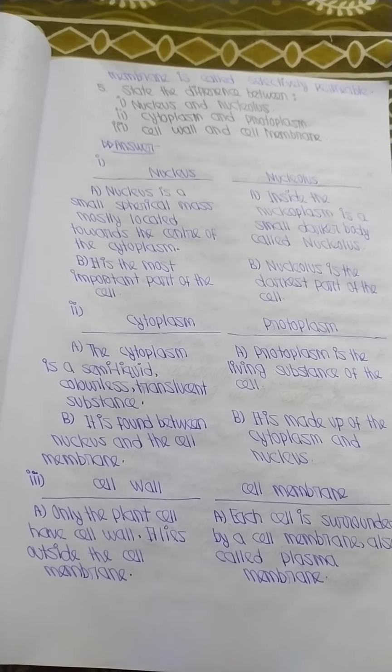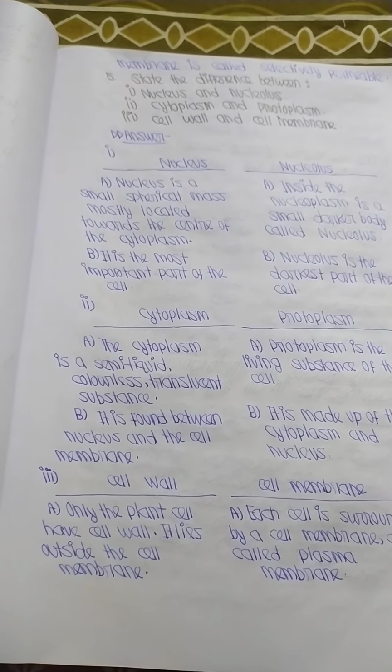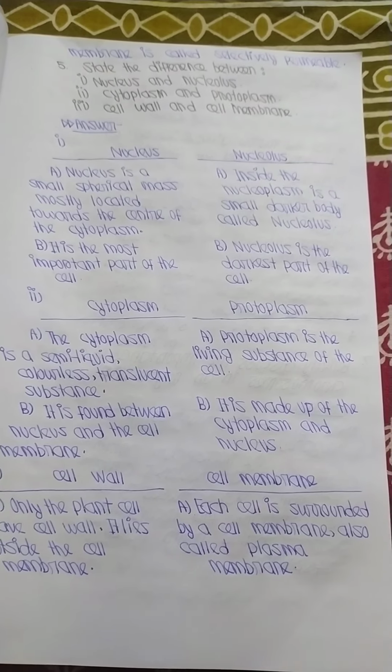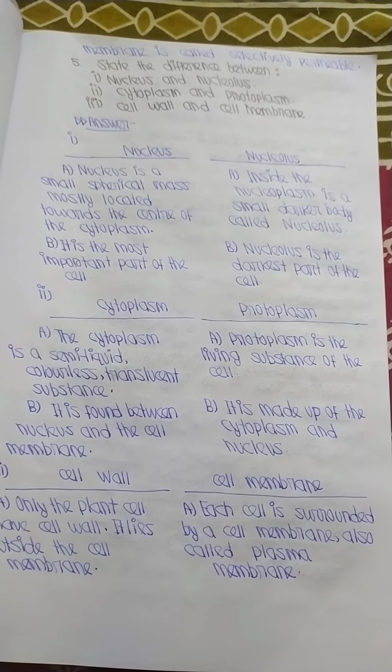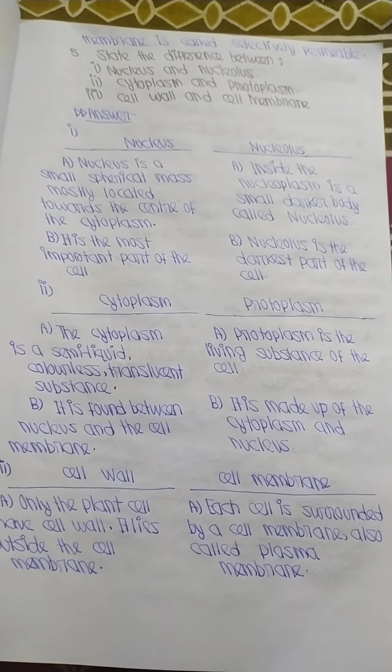Number 3, cell wall and cell membrane. Cell wall. A. Only the plant cell have cell wall. It lies outside the cell membrane. Cell membrane. A. Each cell is surrounded by a cell membrane also called plasma membrane.